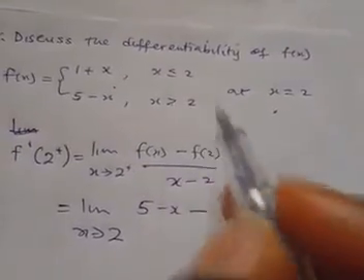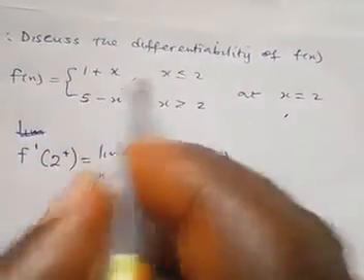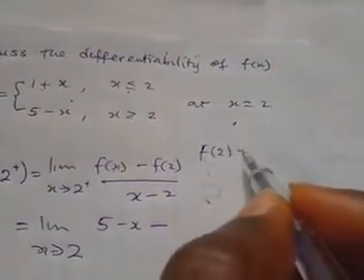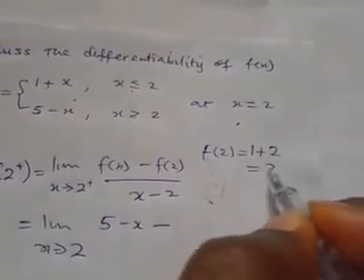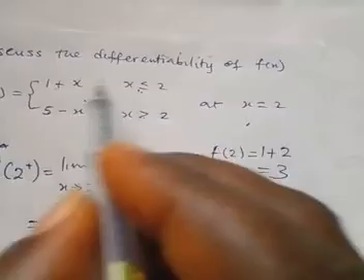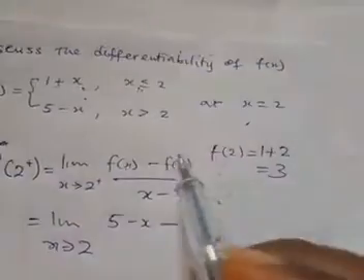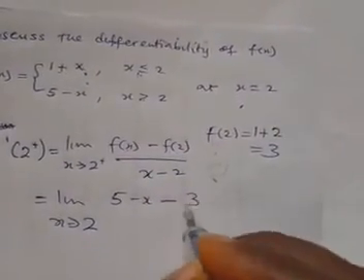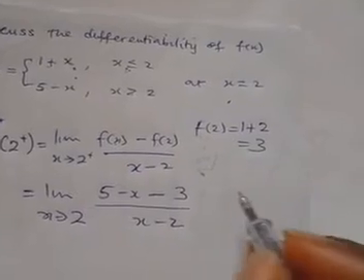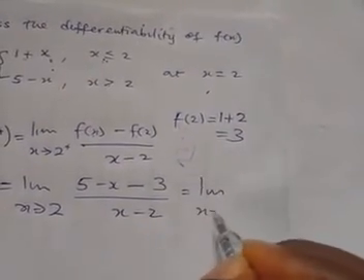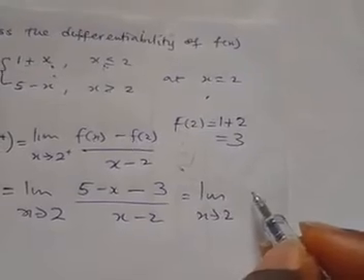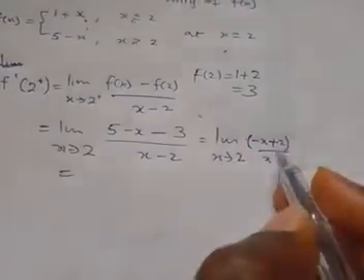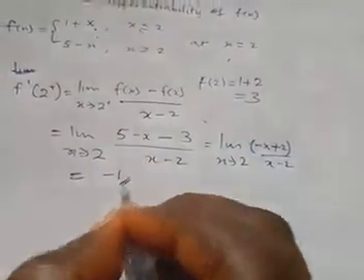F of 2 means when s is 2, what is our f of s? Now this is our f of s, for s less than or equal to 2. So we need to first know what our f of 2 is. F of 2 will be 1 plus 2, which is 3, because for s equal to 2 we use this piece. Putting 2 there, this is 1 plus 2, that is 3. So our answer here will be 3 divided by s minus 2, with the limit as s tends to 2. When we simplify that, we have minus s plus 2 over s minus 2. And finally, if we divide it, we get minus 1 as our answer.